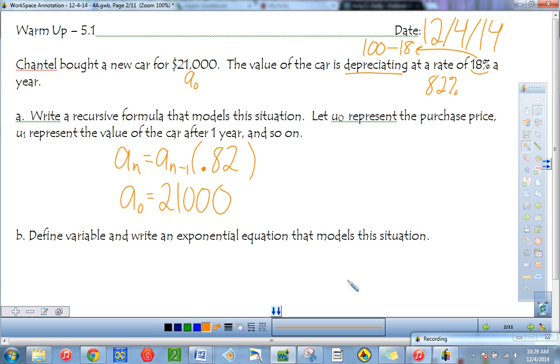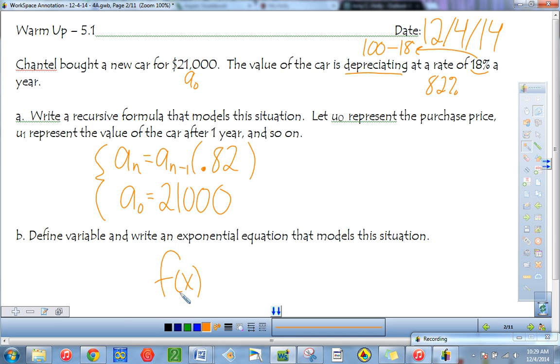Alright, so this is the recursive formula. Remember how we did recursive and then we did explicit? Same deal, except when we're doing explicit, we're going to turn it into functions. All that means is we're going to use x instead of n. So we're going to use f of x because it's a function. They're all the same thing.